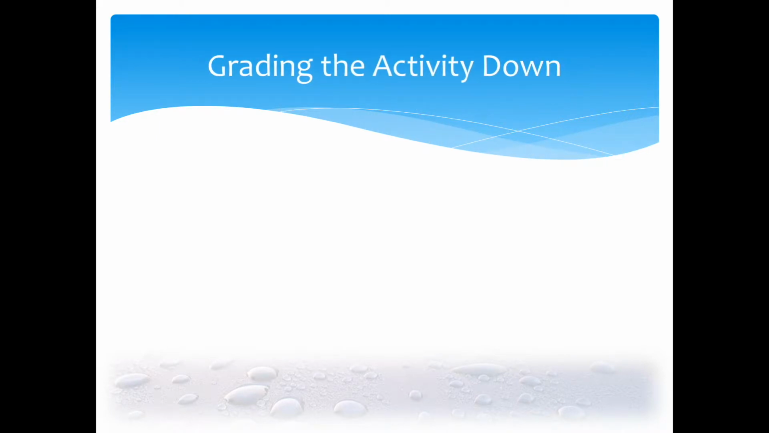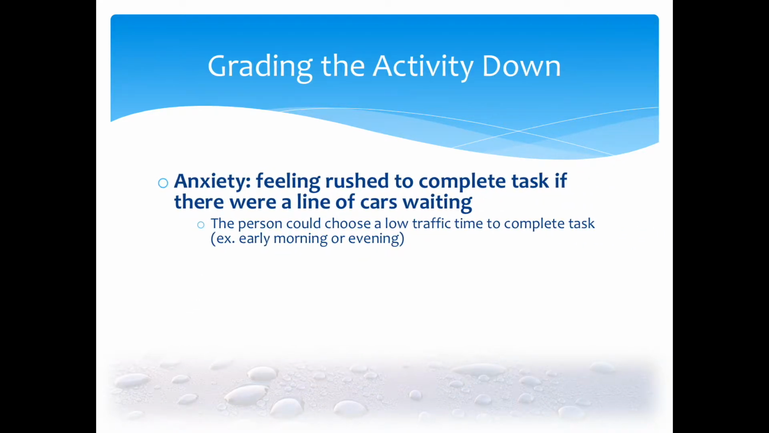Now we're going to look at 2 ways we can grade this activity down or adjust it for someone who might have difficulty. For example, someone with anxiety may feel rushed to complete the task if there were a long line of cars. In this case, we could suggest that a person choose a lower traffic time to complete it, for example, early in the morning or later in the evening, where they may feel less anxious if there were not so long of a line of cars.